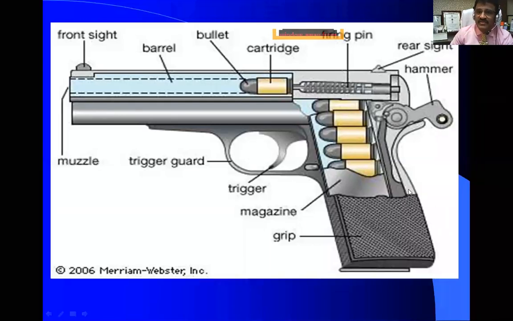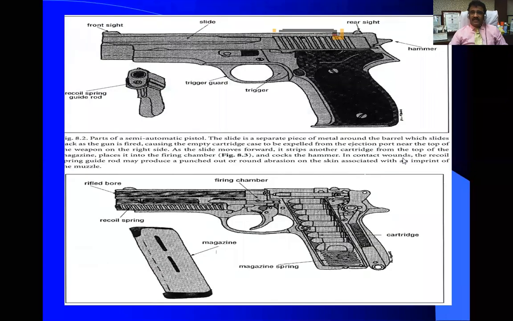Okay, you saw this semi-automatic pistol. You can see the near side, front side, and a barrel. You can see the cartridge placed in the barrel. Yeah, one more. Here you can see other semi-automatic pistols, and their parts.